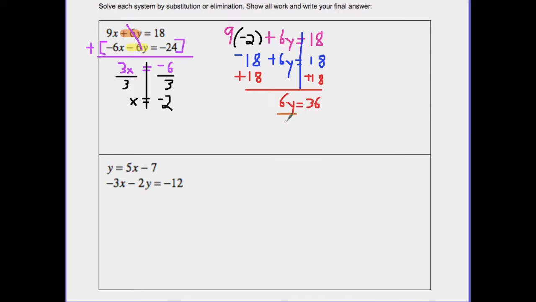And then I need to divide by 6. And I'll end up with y equals 6. So now we need to write our solution. So that's showing all of our work. Our solution should be x comma y. So -2 comma 6.